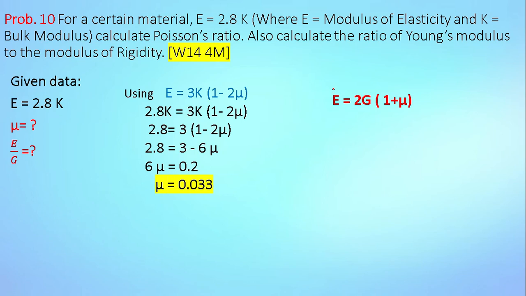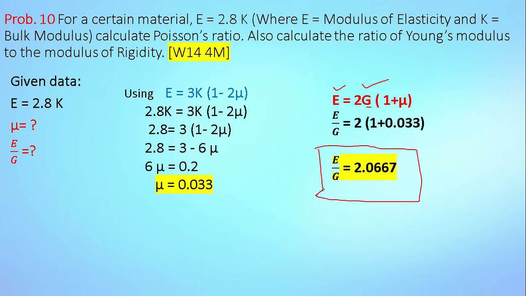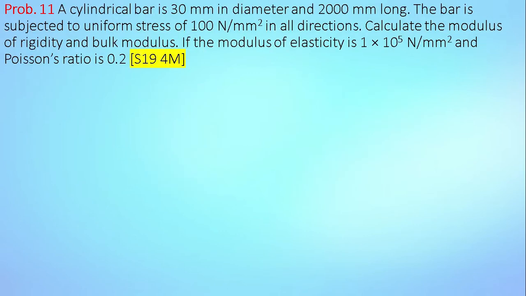We know the relation between Young's modulus and modulus of rigidity: E is equal to 2G(1 plus mu). Divide this equation by G. Then this equation becomes E divided by G is equal to 2 in bracket 1 plus 0.033. So after solving this equation, we get E divided by G is equal to 2.0667. So this is the ratio of Young's modulus to modulus of rigidity. This is our second answer.